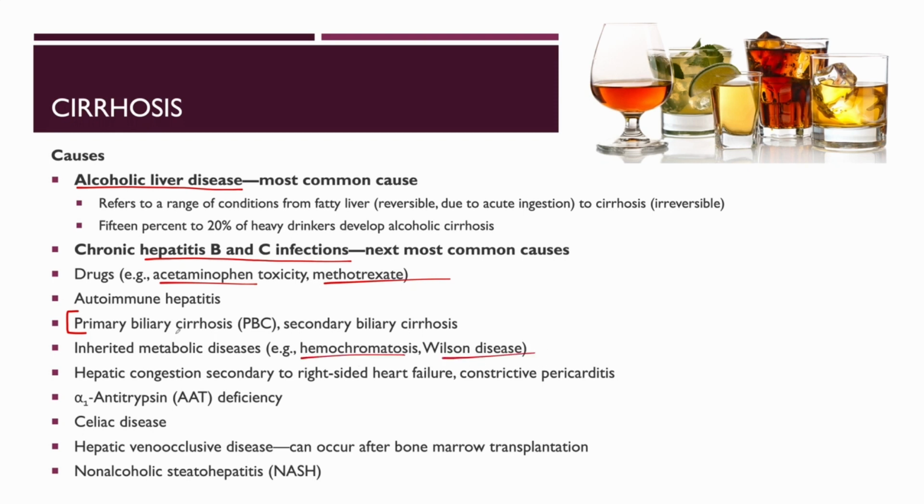Hemochromatosis and Wilson's we will talk about later today. You can also get hepatic injury secondary to right-sided heart failure that can cause it, and pericarditis. And alpha-1 antitrypsin, which we mentioned in the pulmonary module, also causes cirrhosis. So if you see a patient that is young, never smoked, doesn't drink, and has emphysema and liver failure, cirrhosis, think alpha-1 antitrypsin. Celiac disease can be a contributing factor. And then NASH, which is starting to become one of the more prevalent causes of cirrhosis, that Dr. A talked about in her lecture.